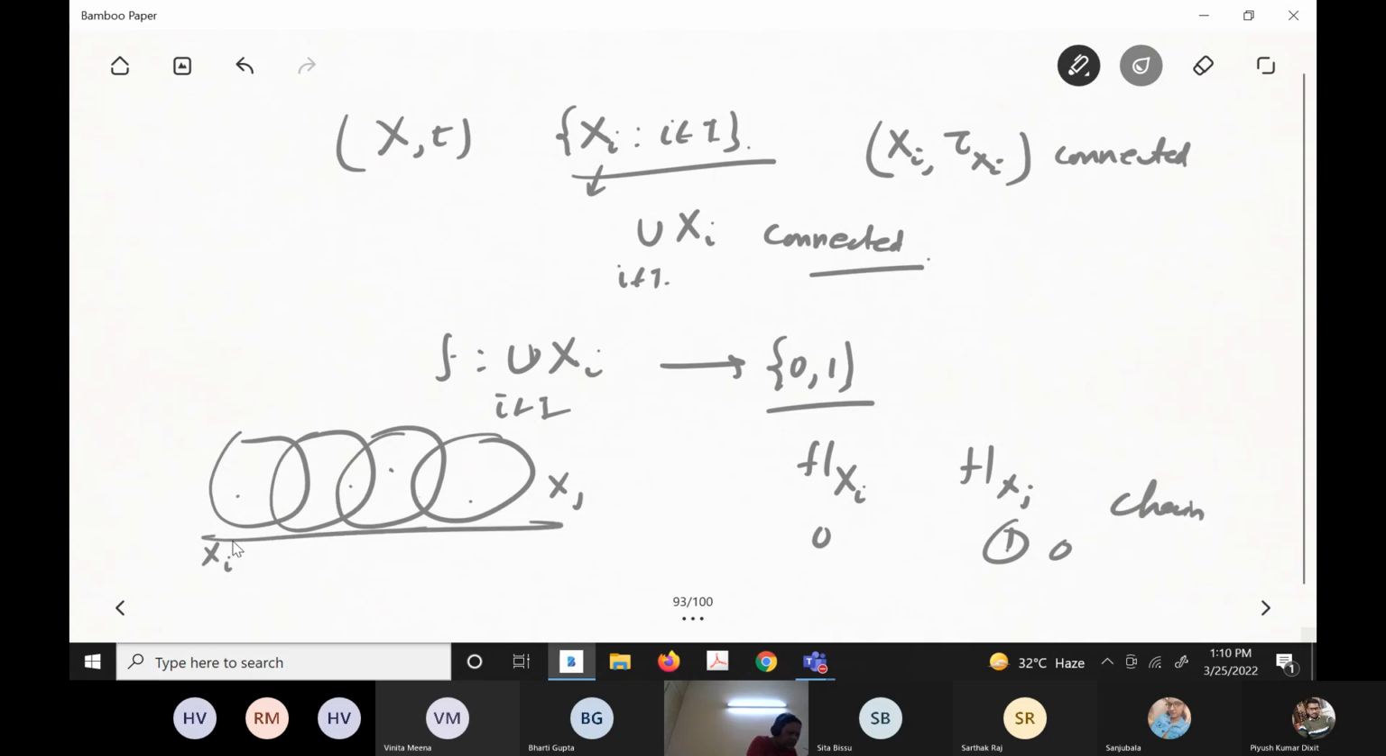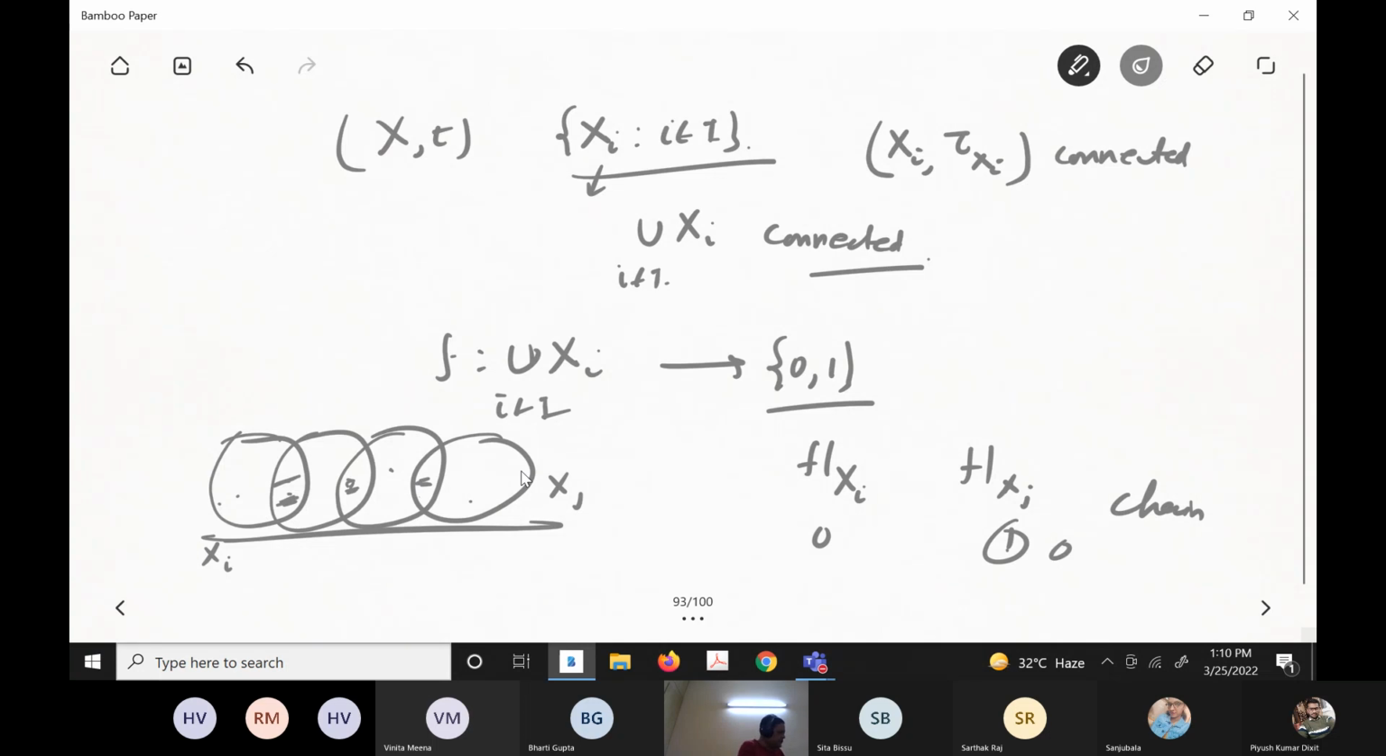If you draw the picture, it will be immediate that for this part, if it is 0 here, then it is 0 here and it is constant here. So the whole thing is 0 here. That means it will be 0 here. Similarly, it will be 0 here, so it cannot be 1 here. So that's the argument I have used.